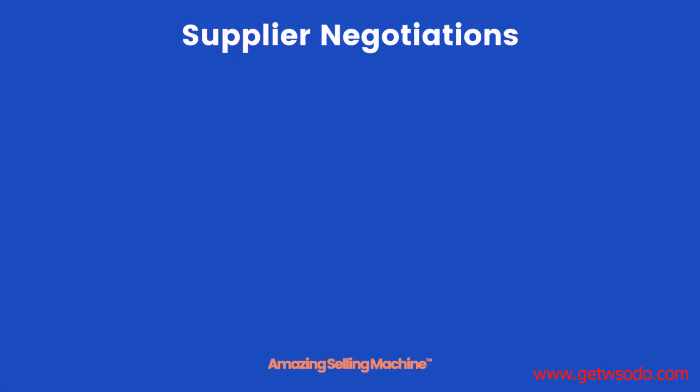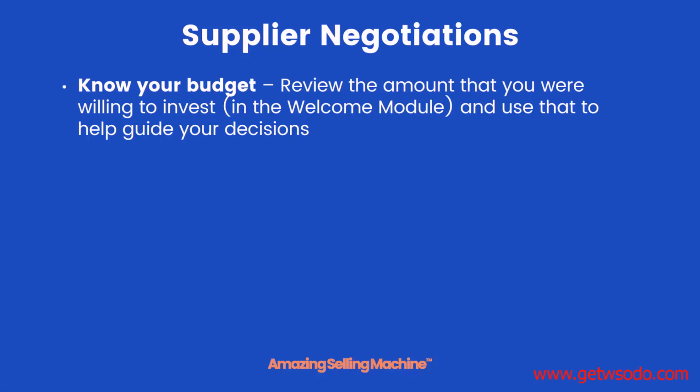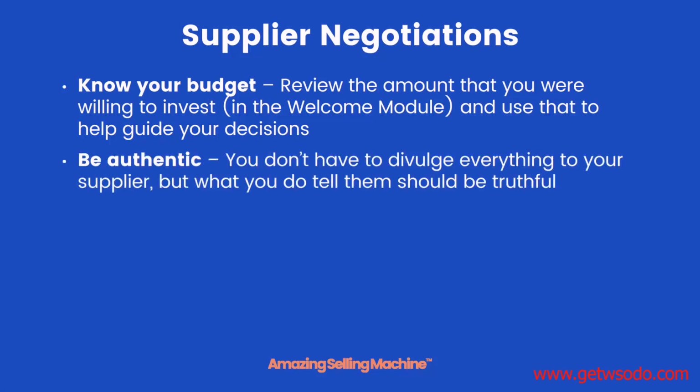Even though we'll be sharing with you our simple two-step negotiation strategy, chances are that you'll be talking back and forth with your suppliers before then, and topics such as price and quantity may come up. And if you do get involved in those conversations, here are some things to keep in mind. Remember your budget. Review the amount that you were willing to invest back in the welcome module, and always keep that in mind, and that'll help guide your decisions.